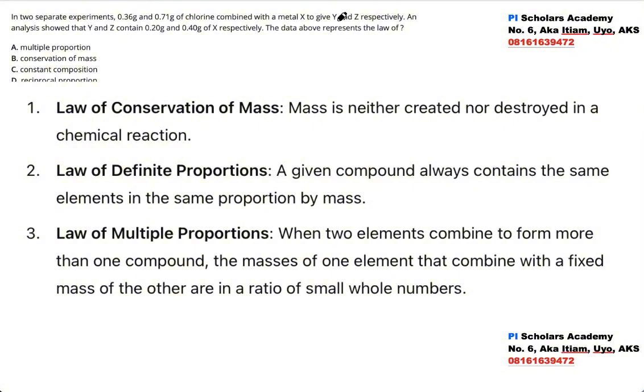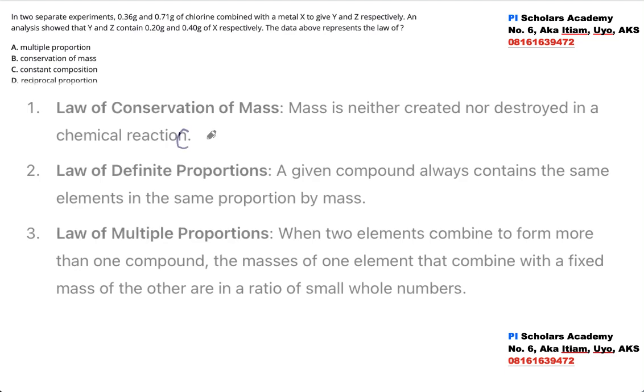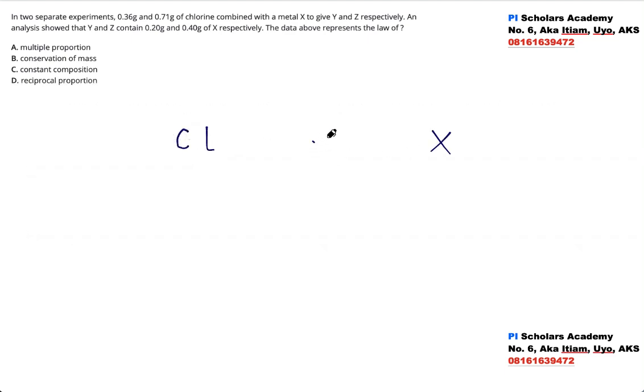Now, identify the two things that are combining. In these two experiments, we have chlorine combining with a metal X. So what we are dealing with is chlorine versus a metal X. Let's see, in these two separate experiments, what is the ratio of combination of these masses together. As we can see, there is 0.36 gram of chlorine and there is 0.71 gram of chlorine. Based on this, when we produce Y, 0.36 gram of chlorine is what we have. So let us write our Y somewhere around here. What is the mass of chlorine for Y? That is 0.36 grams.